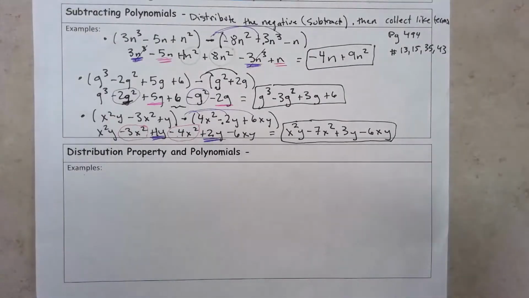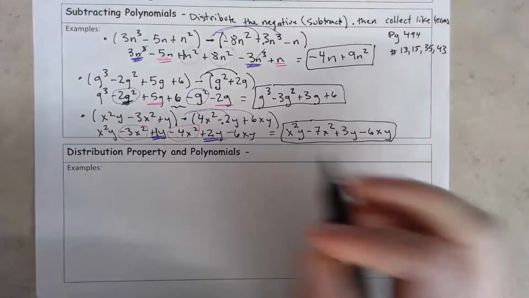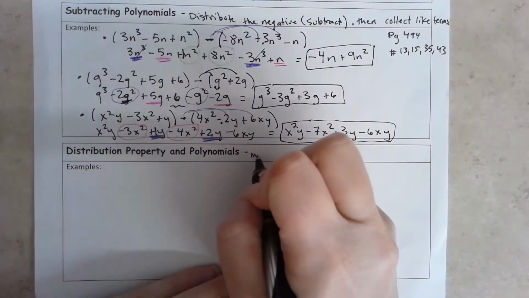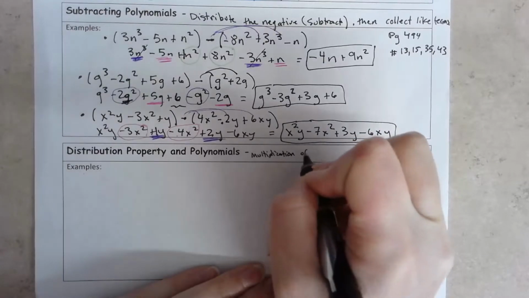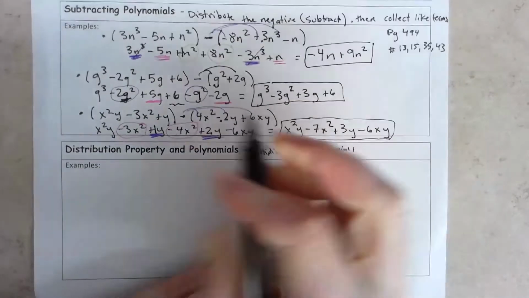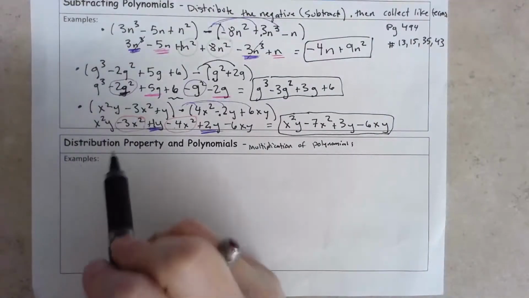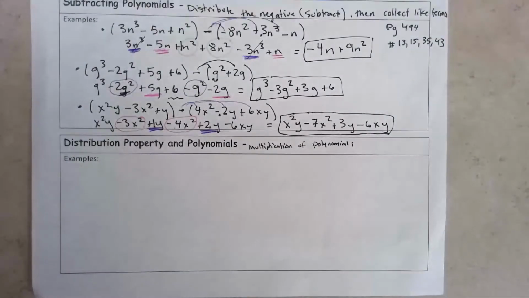Here's the last thing we have on our notes for this week: distributive property and polynomials. So what we are doing is multiplication of polynomials. And if you notice it says distributive property, that's going to come in quite a bit, and we're going to use it a little bit differently than we're probably used to. And when I say different, it's not really different, it's just a little bit more involved.